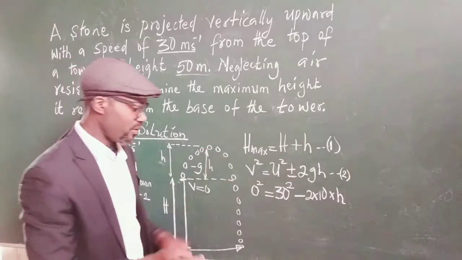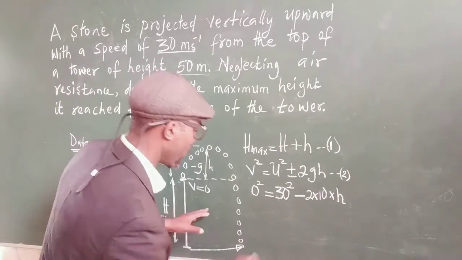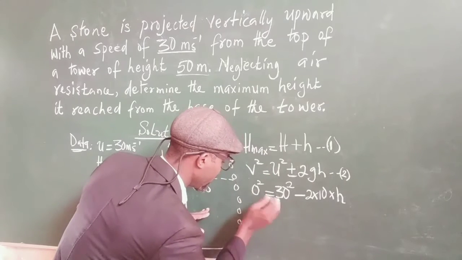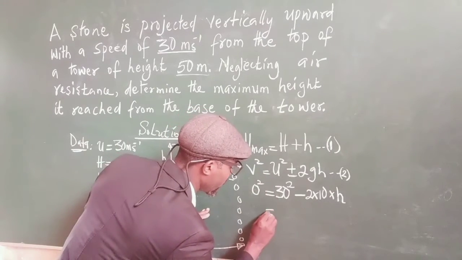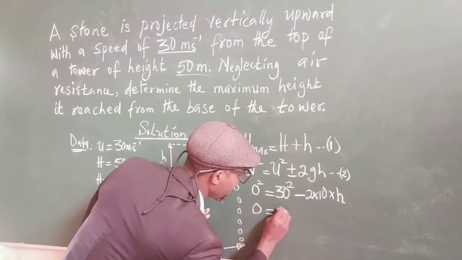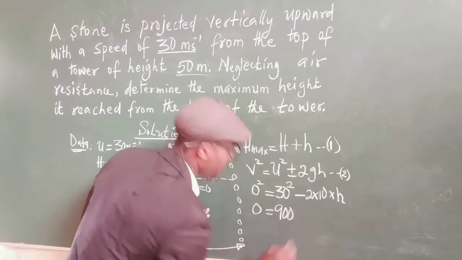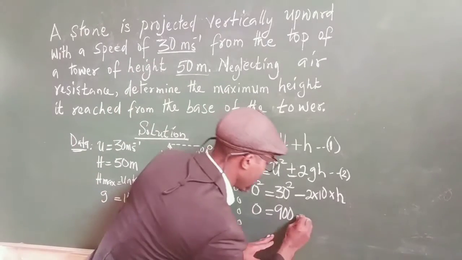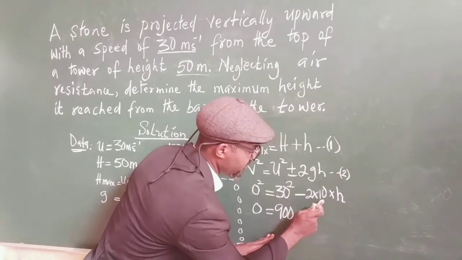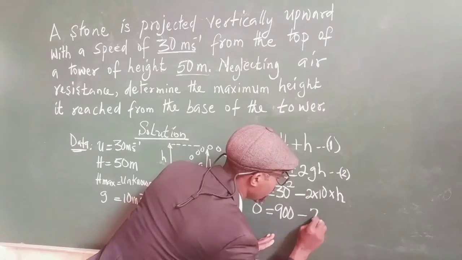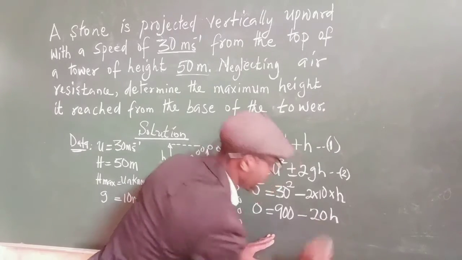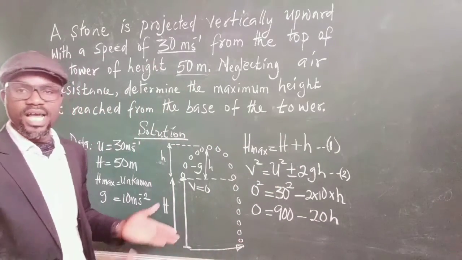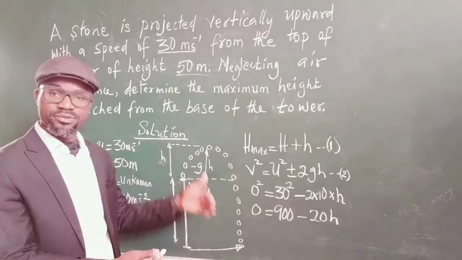Okay? So if we do that, this vanishes. So there is nothing here again. This is 0, this is 900. Of course, 30 squared will give 900. Then the next thing we consider, 2 times 10 times h will give 20 h. All right. So that is it. Gradually, we are resolving it.